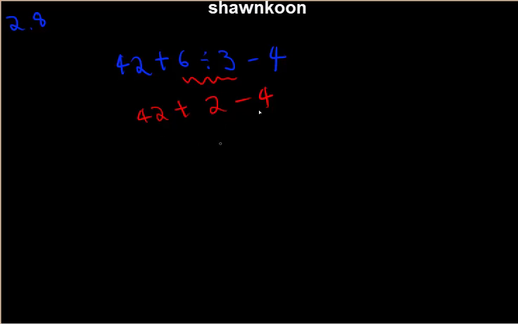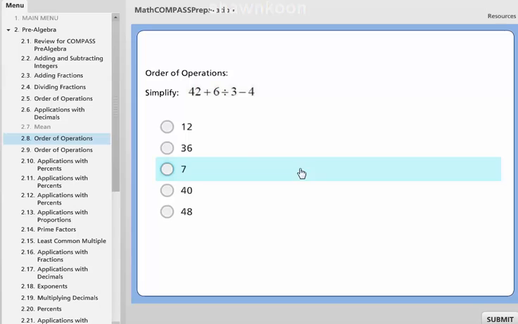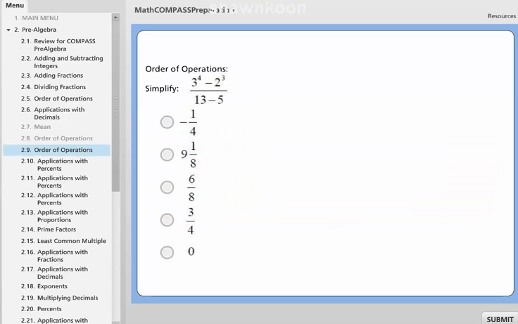So 42 plus 2 is 44. 44 minus 4 is 40. So this should be our answer. Let's see if we have that in our answer page. Yep, we do. We got the correct answer.